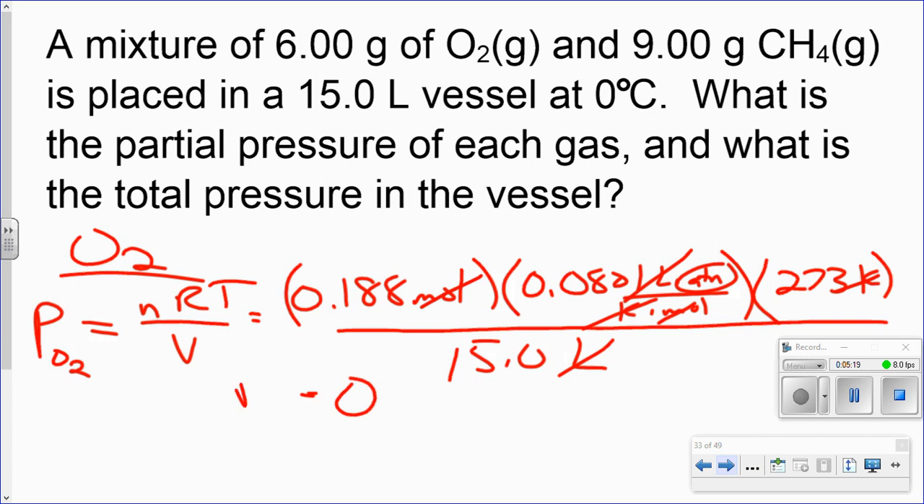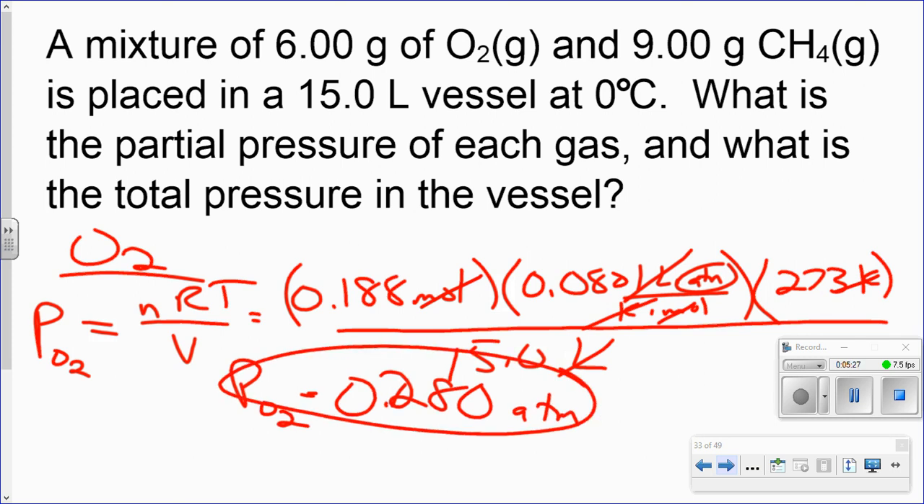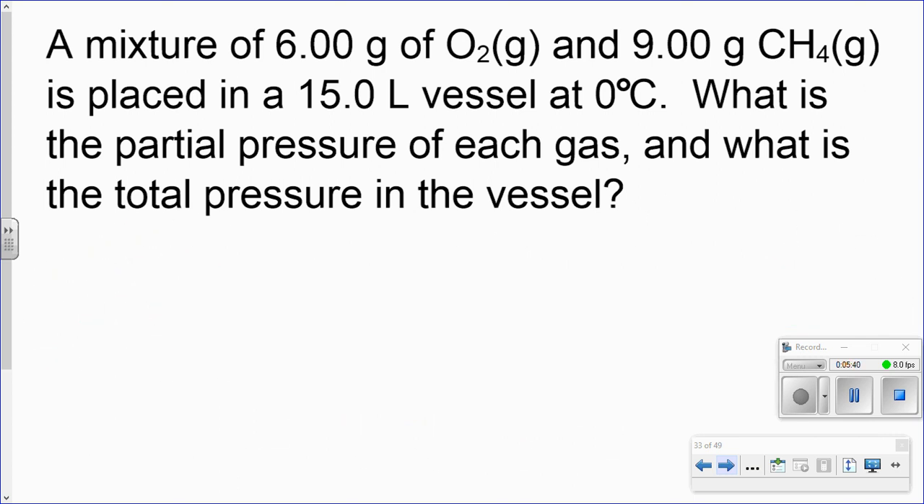So our pressure of O2 is 0.280 atmospheres. Okay, so that's our partial pressure. Again, the question says, what's the partial pressure of each gas? Well, I know the partial pressure of O2. I'm going to put that off to the side here, 0.280. So the P of O2 is 0.280 atm. I need to know that because it says, and the total pressure in the vessel.